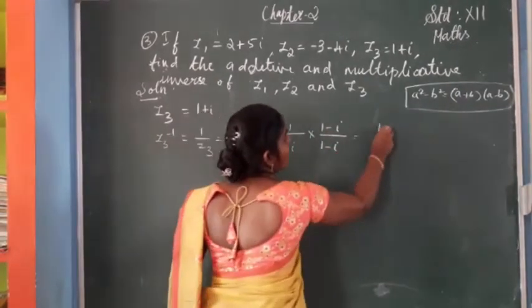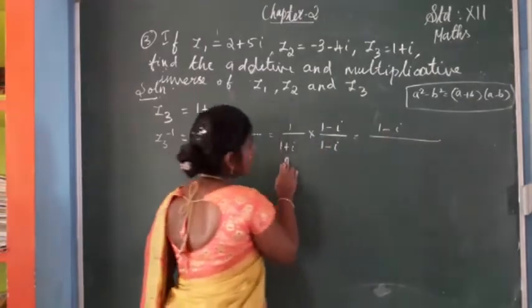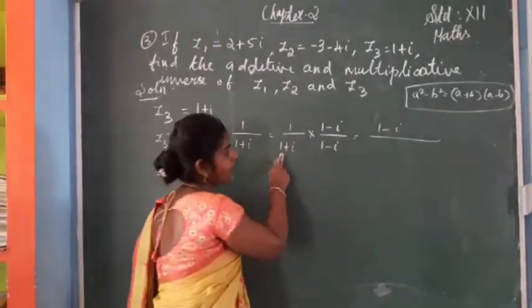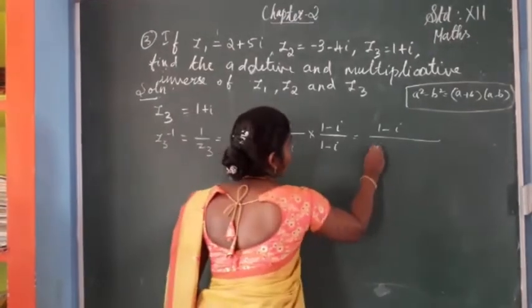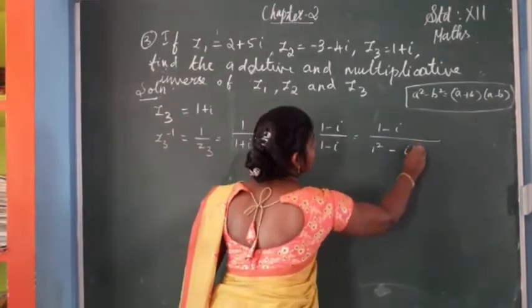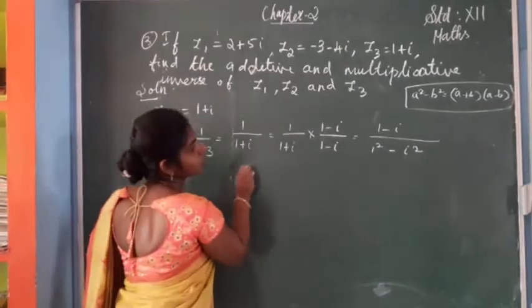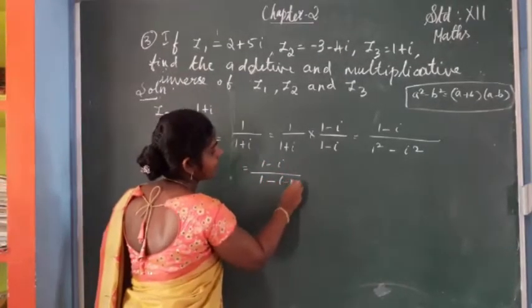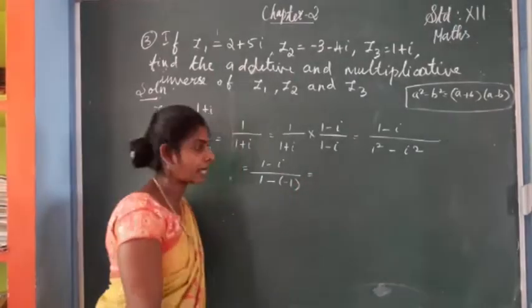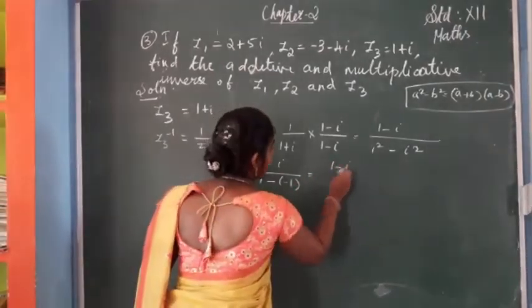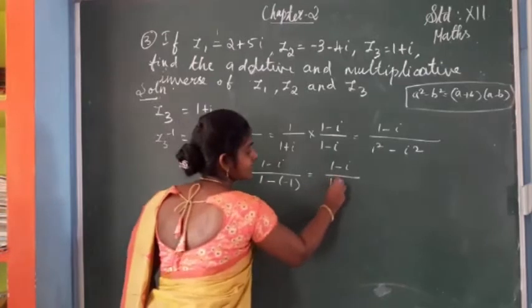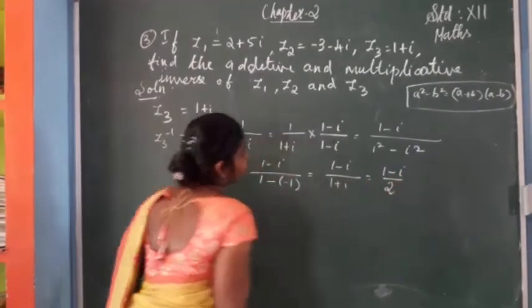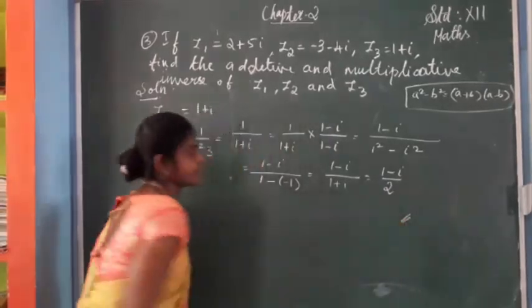That's equal to 1 minus i divided by, use this formula a square minus b square. So a value is 1, b value is i. 1 square minus i square. That's equal to 1 minus i divided by 1 minus, minus 1, because i square value is minus 1. So 1 minus i divided by 1 plus 1. That's equal to 1 minus i divided by 2. This is the answer for Z3.